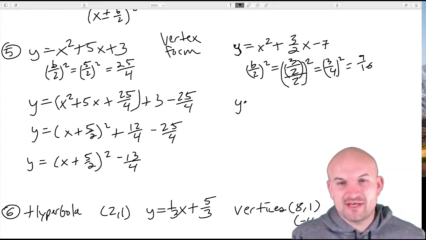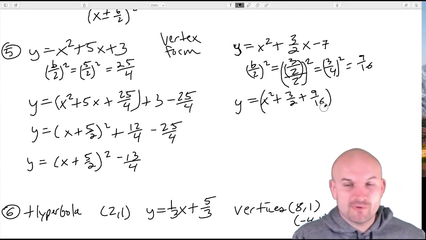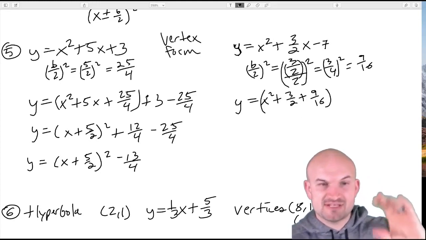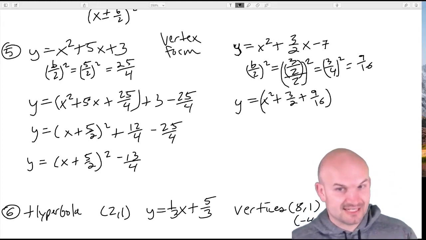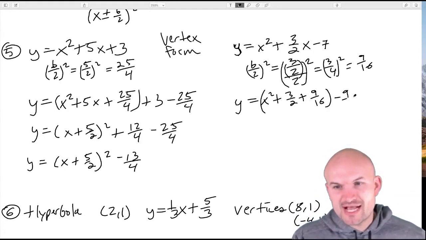So I'm going to take that value, x squared plus 3/2 x plus 9/16, and now that is a perfect square trinomial. And again, guys, you can always check your work, right? Does 5/2 times 5/2 give me 25 fourths? Yes. Does 5/2 plus 5/2 give me 5? It does, right? But again, remember, we just can't add 9/16. We have to subtract 9/16 and then minus the 7.